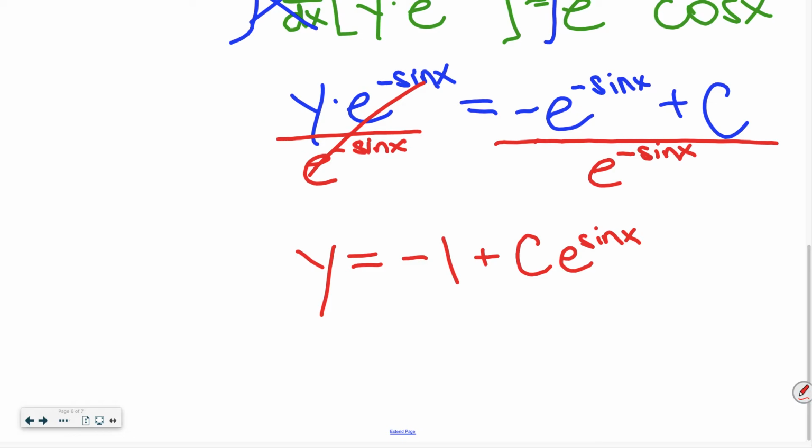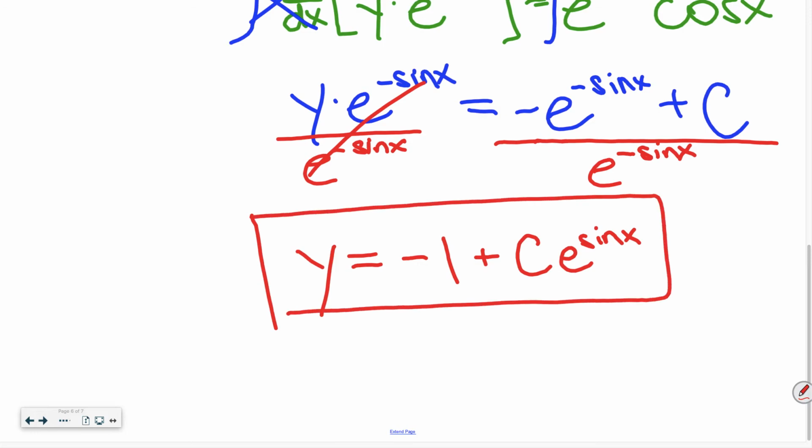Okay, so first of all, C is being divided by e to the negative sine of x, and a negative exponent can be moved up to the numerator. So instead of C divided by e to the negative sine of x, we can write C times e to the positive sine of x. That's the answer, and it makes a difference on the AP test.